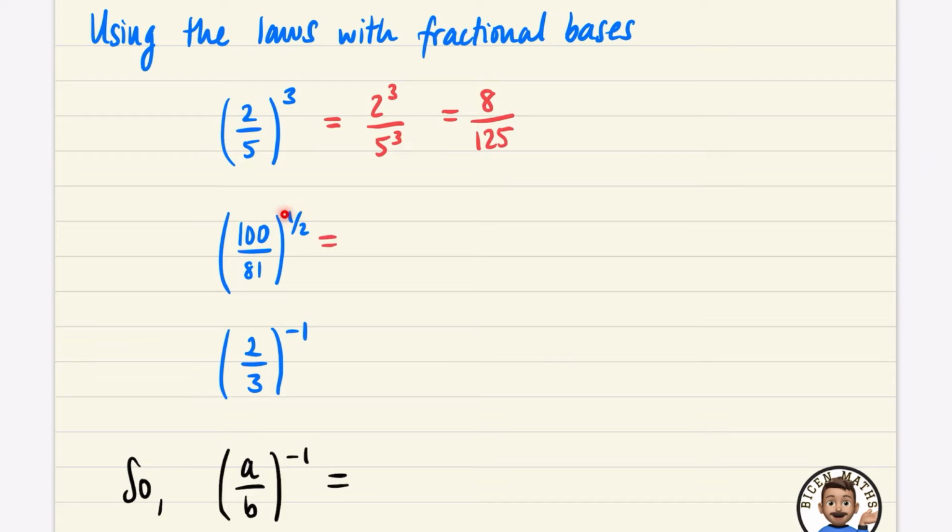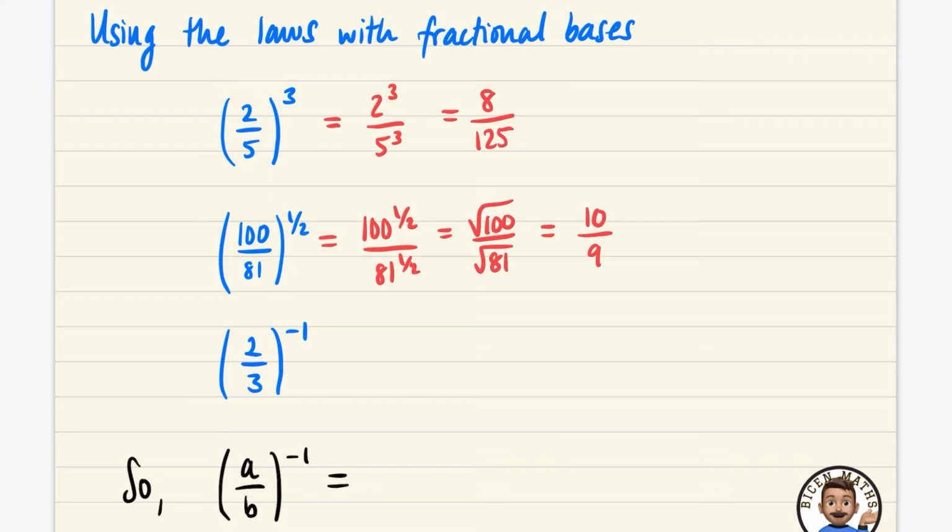Now, I'm going to introduce these kind of powers like we might have had before. So I have got 100 over 81 to the power of a half. Well, I could say that that's the square root of 100 over 81. Or if I wanted to, I could actually say that it is 100 to the half over 81 to the half. 100 to the half is the square root of 100. 81 to the half is the square root of 81. The square root of 100 is 10, and the square root of 81 is 9. So it's 10 over 9, which I'm quite happy to leave the answer like that.